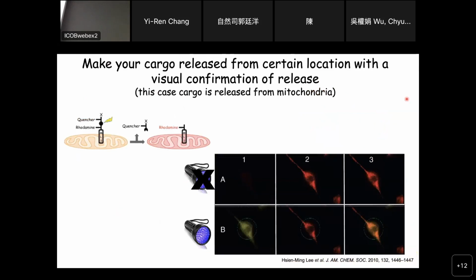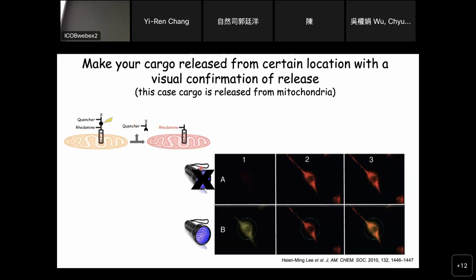What I did when I was a postdoc was to develop a system where I can control the release of a certain cargo from a certain suborganelle of a cell to the cytosol. And the release will be reported to us visually by fluorescence. So the probe was designed this way, and this probe is concentrated on the mitochondria. If the photolytic event occurs, the cargo is released, and it reports to us.